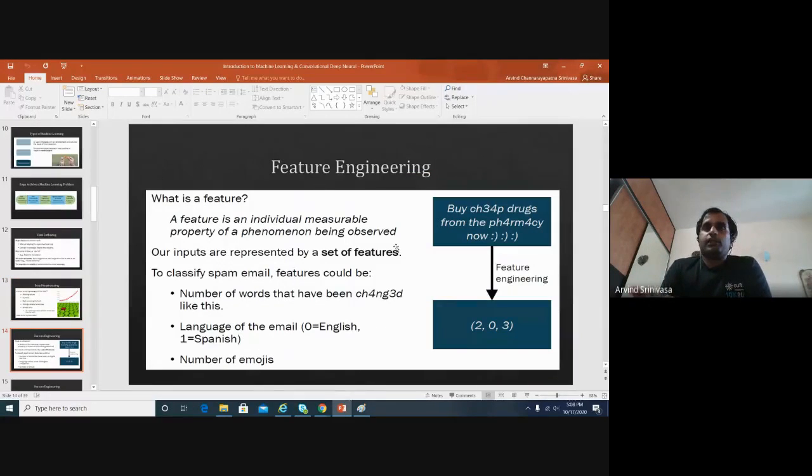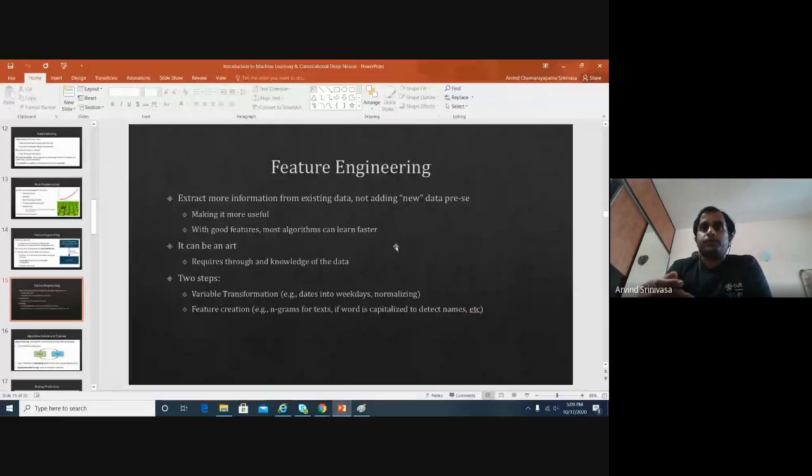And feature engineering, as I have told you, is an individual measurable property or phenomenon being observed. Our input is represented by a set of features. That is called feature engineering. Feature engineering is nothing but an art of knowing the data. There are two steps to be done.